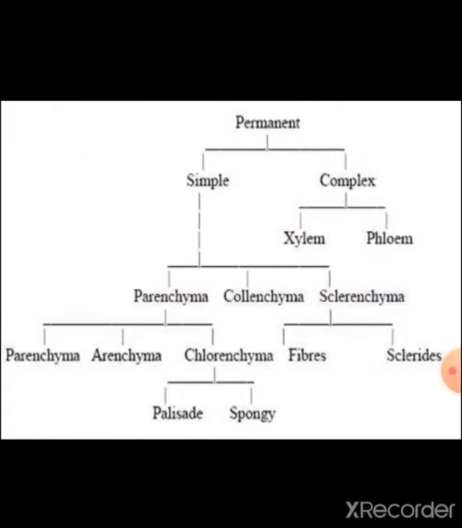Again, this chart shows permanent tissue classification. We divide it basically into two types: one is simple and the other is complex. First we study simple. Simple is divided into parenchyma, collenchyma, sclerenchyma. Parenchyma is further divided into types such as aerenchyma and chlorenchyma, and complex tissues are the xylem and phloem. The sclerenchyma is further divided into fibers and sclereids, and chlorenchyma is further divided into palisade and spongy parenchyma.